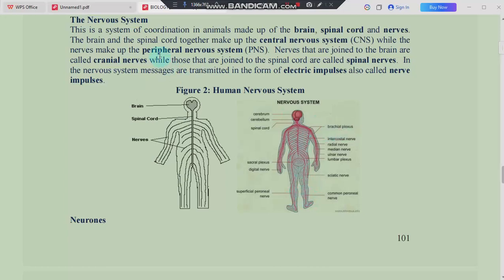Now, in the central nervous system, we need to understand that the nervous messages are transmitted in the form of electrical impulses. So these electrical impulses are also known as nerve impulses.